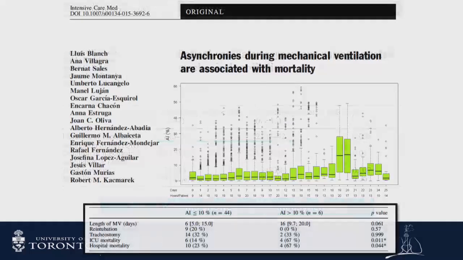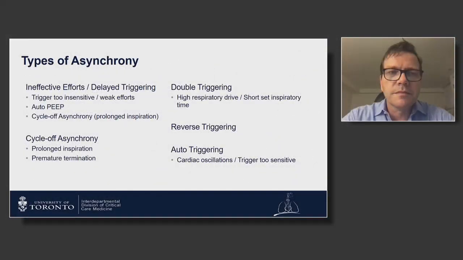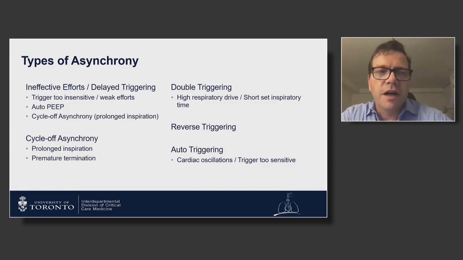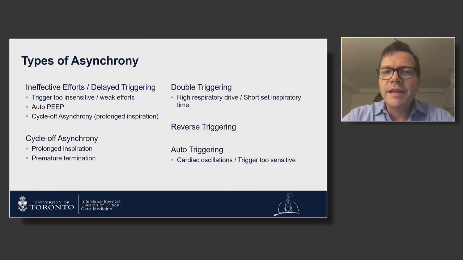Next slide. And this is just to show that you can do this automatically and see similar frequent dysynchronies. Next slide, please. So in terms of types of asynchrony, we classify these into different categories. One common one is ineffective efforts or delayed triggering. We also see cycle off asynchrony, and in fact, cycle off asynchrony in turn can cause ineffective efforts or delayed triggering. And then the other thing that we are concerned about a lot is double triggering, where a patient with a high respiratory drive takes 2 breaths in one and gets twice as much volume, as we've touched on already.